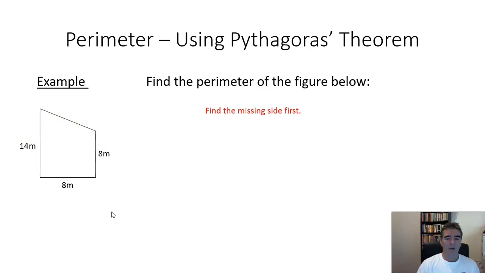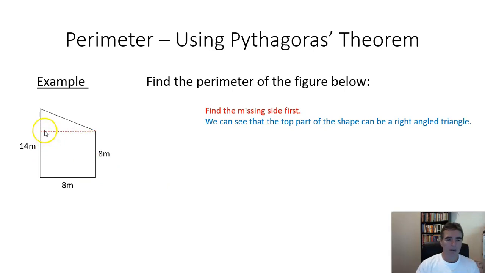So we do want to find the missing sides, and to do that we're going to have to break that up, as I said. And we can see that that top part is a triangle. So how do we find the dimensions of the triangle? Well, we know that across here is 8 meters because it's the same as the bottom. We can put that in.